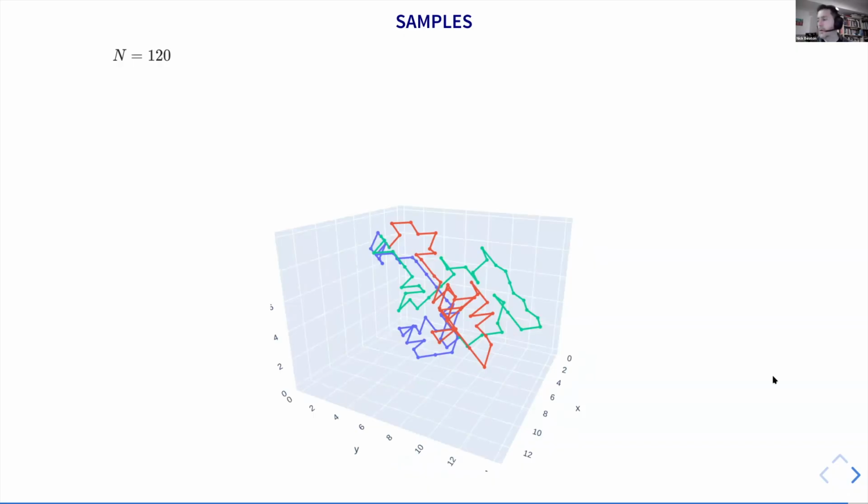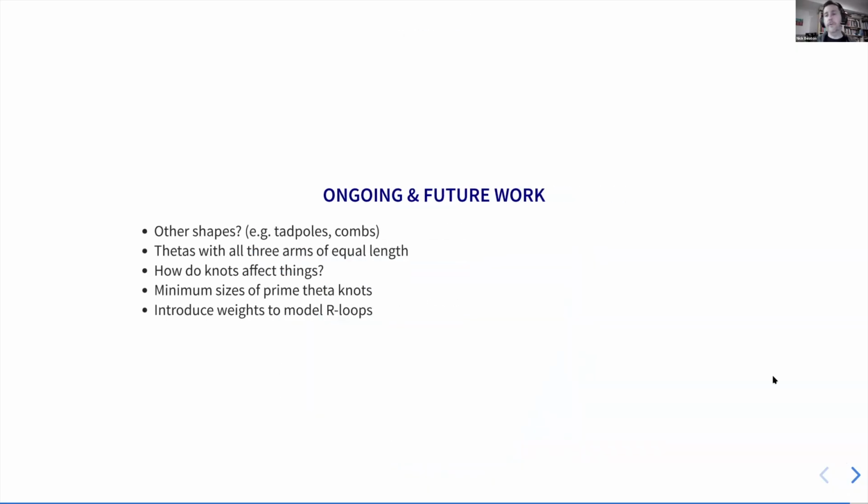Right. Okay. So yeah, keeping on the time. Yeah, so sort of other ongoing and future work. We do have some data for tadpoles as well.